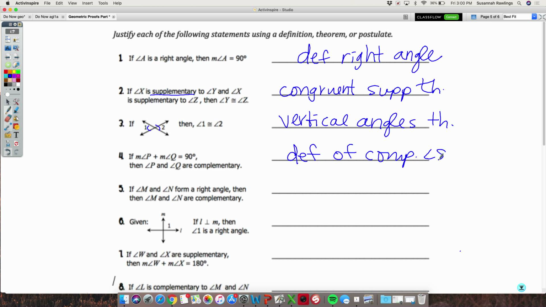The next one says if they form a right angle, then they're complementary. So that is not the definition. That is the complement theorem. So these are kind of annoying, but it was just finding the correct words.